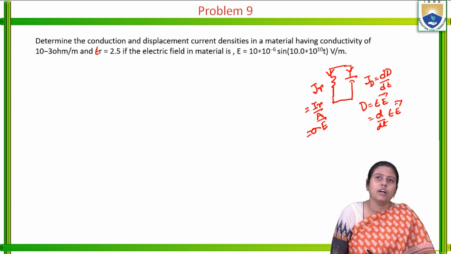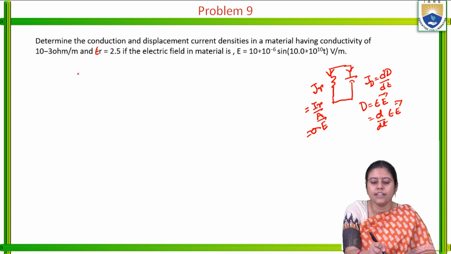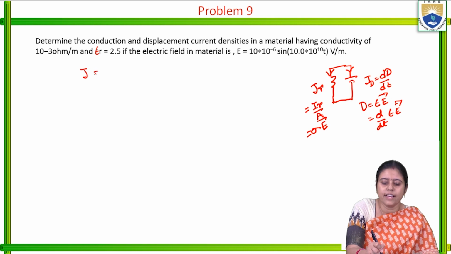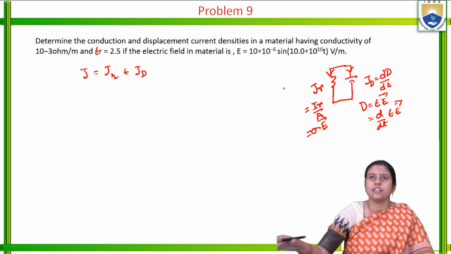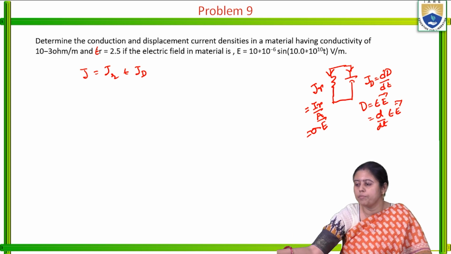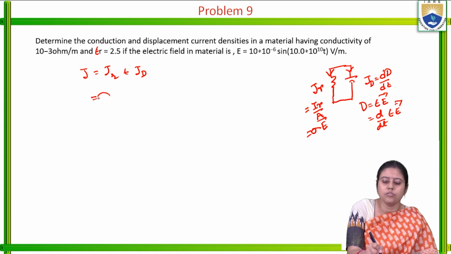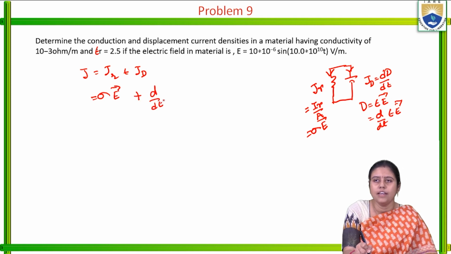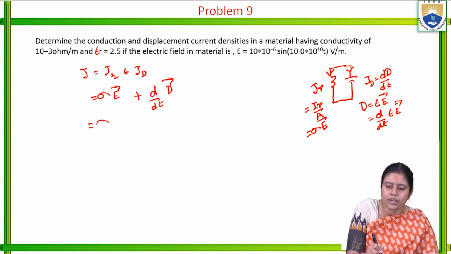Now, if we want to calculate the field intensity E, then we can write that total current density J is equal to JC plus JD. In this problem, we have to calculate the conduction current density as well as the displacement current density. So, the conduction current density is equal to sigma E, and JD is dD by dt, which is d by dt into D. So, it is sigma into E.